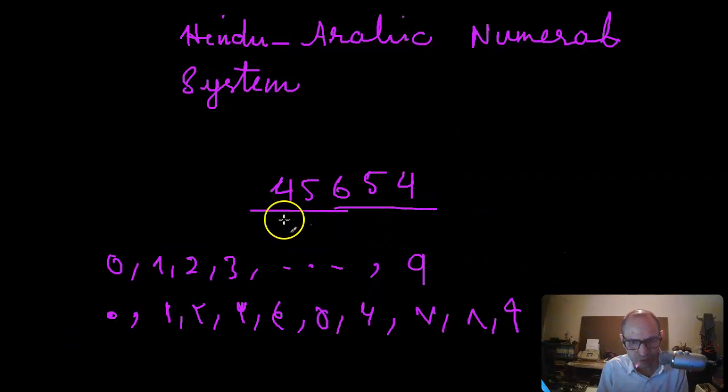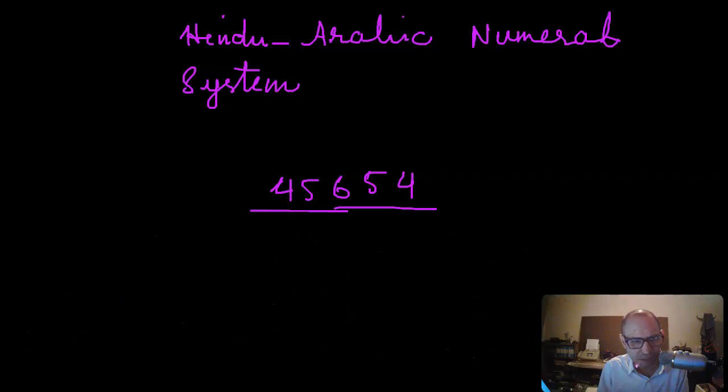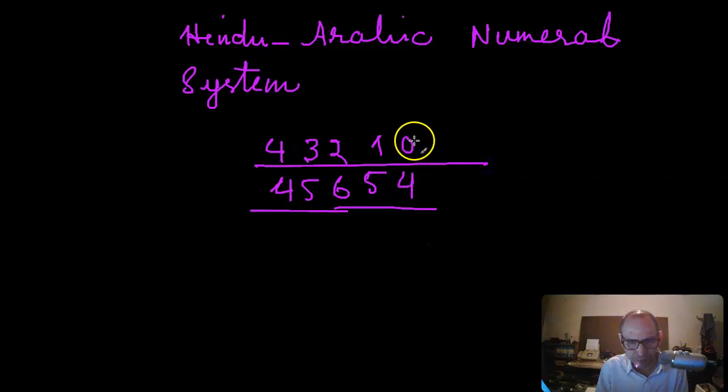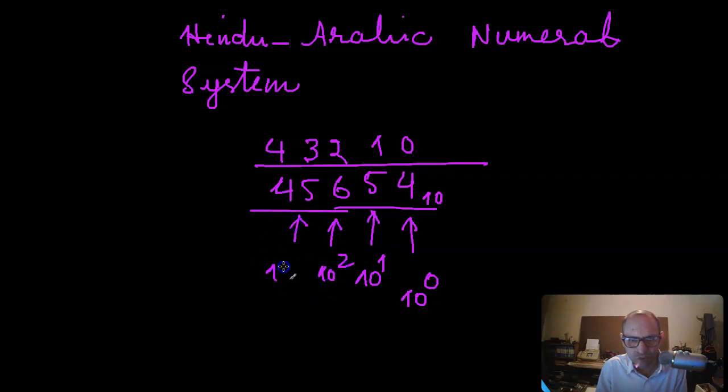Now, apart from the numerals, the system itself is a positional system, meaning that you could put a 4 over here, and the 4 is in the ones place value, meaning there is a position. Position 0, position 1, position 2, position 3, and position 4. When the position is 0, that means that the value of this position is 10 raised to the power 0, because the base of the system is 10. When the position is 1, the value of this place value is 10 raised to the power 1, or 10. This would be 10 raised to the power 2. This would be 10 raised to the power 3, and this would be 10 raised to the power 4.